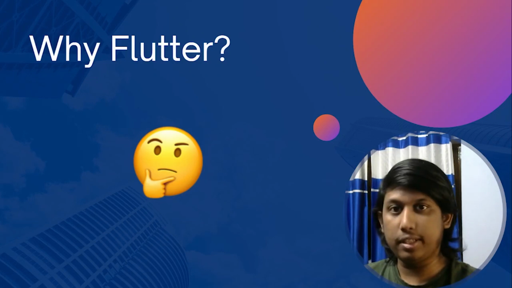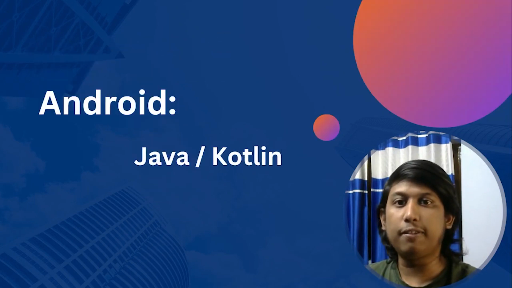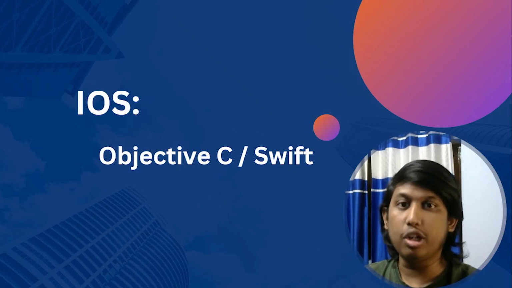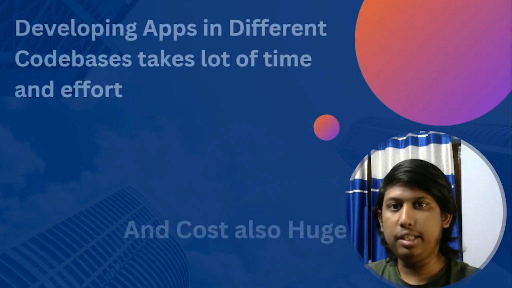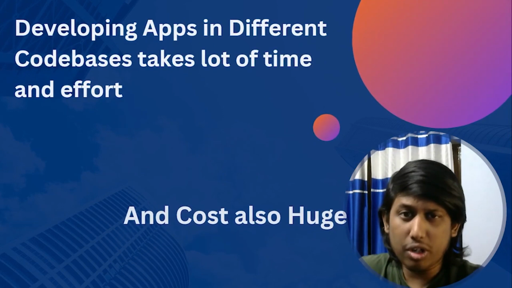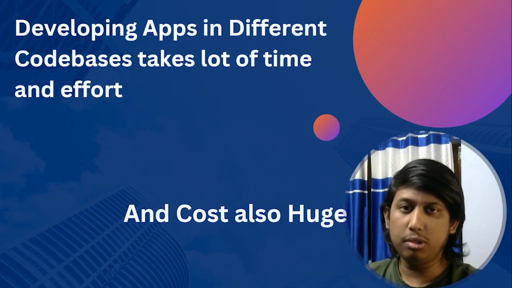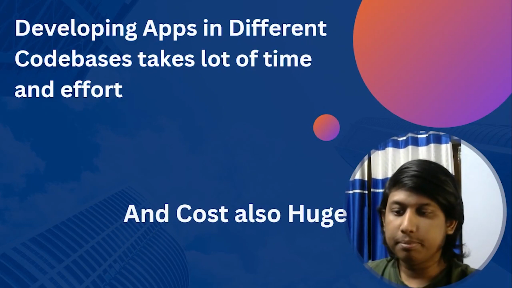Before 2017, to develop apps for Android and iOS, there were different code bases and different programming languages. So before 2017, for developing Android apps, we used Java or Kotlin, and for iOS apps, we used Objective-C or Swift. So what's the problem there? The problem is that developing apps in different code bases takes a lot of time and a lot of effort. So obviously the cost is very high.